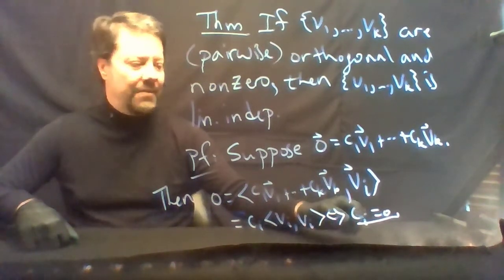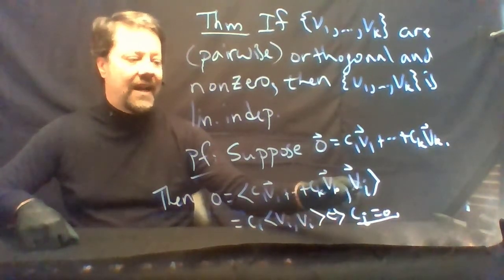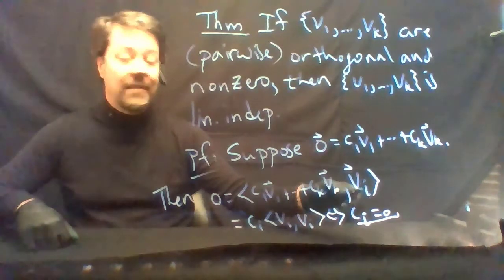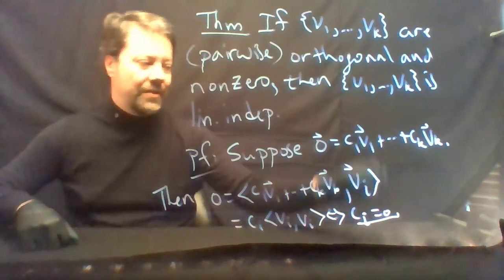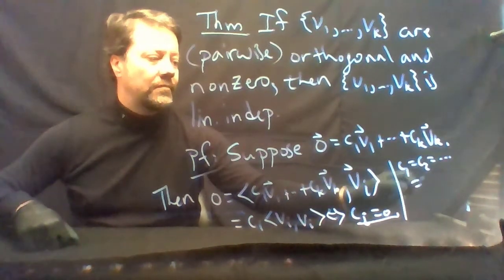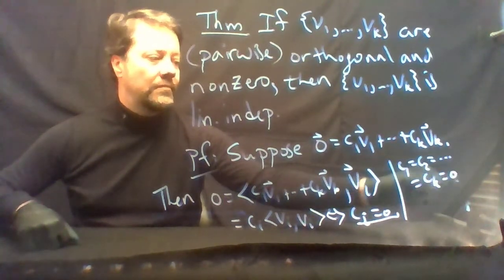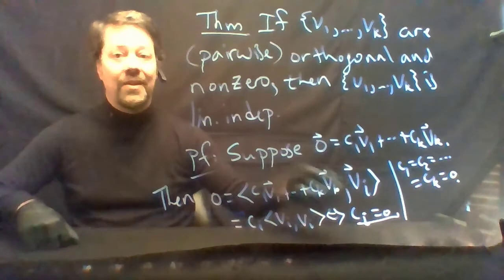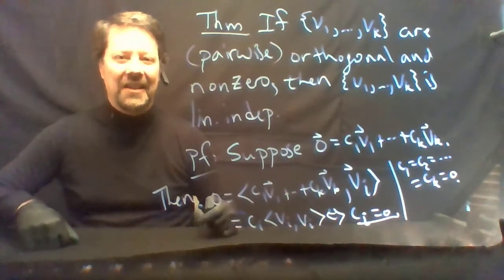But the i was arbitrary. The i we chose here was arbitrary. That means all the coefficients are 0. And if they're all 0, that means the vectors are linearly independent.